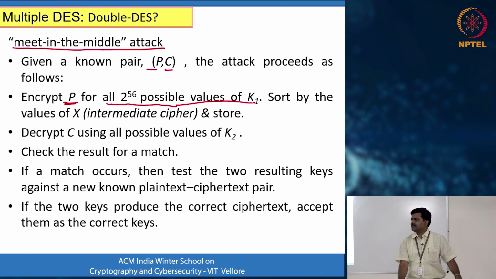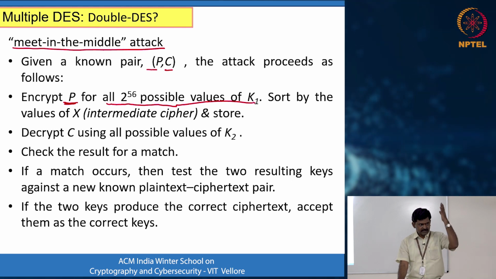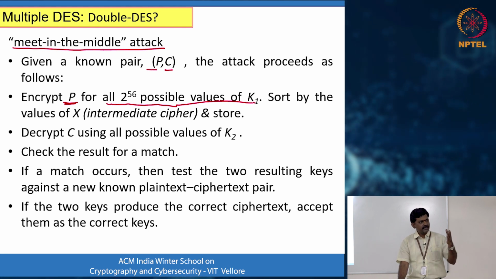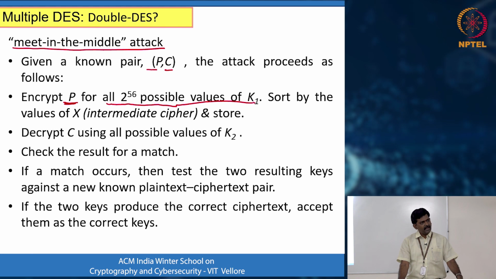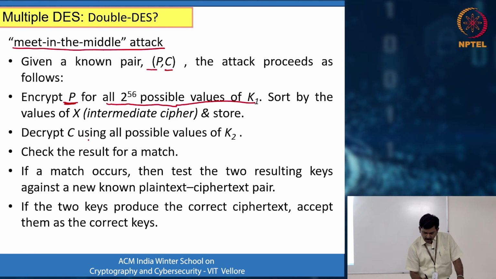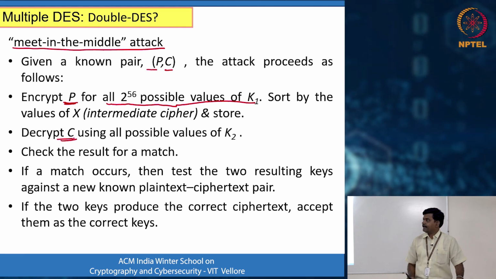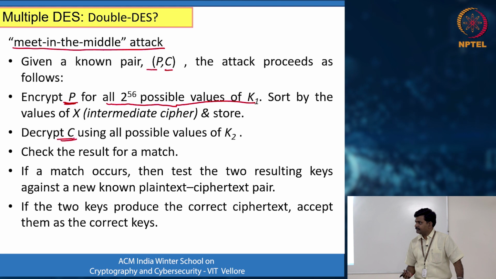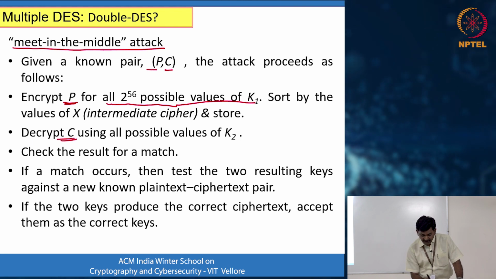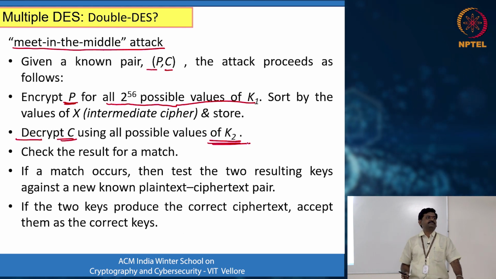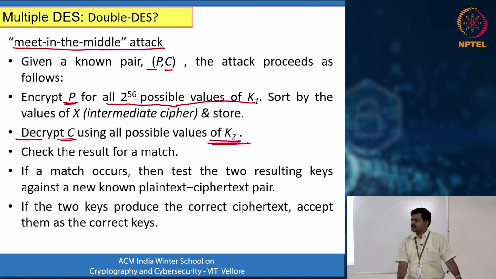Within how many minutes can he do it? As we saw, maybe with a system that is doing 10 power 13 calculations, it can be done within 1 hour. In parallel, he also took C, because he has the corresponding C. He performed the decryption operation with all possible combinations of K2. Again, how much time can he take?